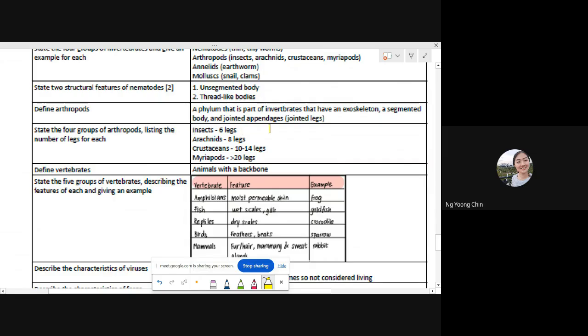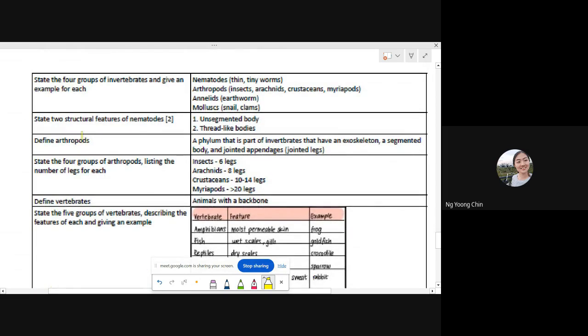So 3 pairs of legs. Arachnids, like the spider, have 8 legs. Crustaceans, like lobster or prawn, have about 10 to 14 legs. Then how about the myriapods? They have more than 20 legs. In the answer, you can just write that they have many legs. Because for myriapods, it is usually unable to count as there are too many.